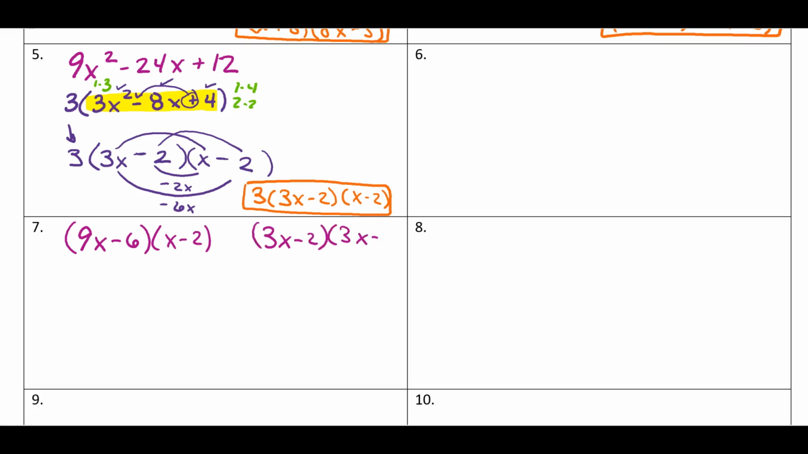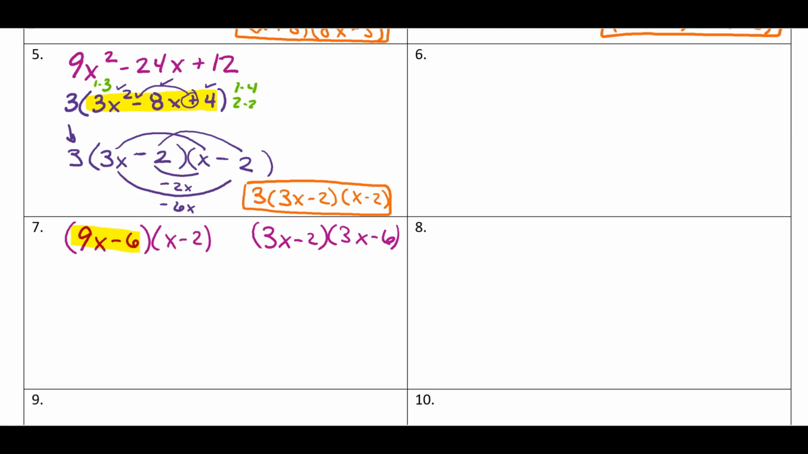3x minus 6. Okay, so immediately I know this is not very good because I can see that this first factor has 9 and 6, which has a greatest common factor. So if you end up factoring by mistake and don't remember to take out the greatest common factor at the beginning, you can always take it out here at the end. The problem with that is a lot of students forget to take it out at the end. So always double check your factors.